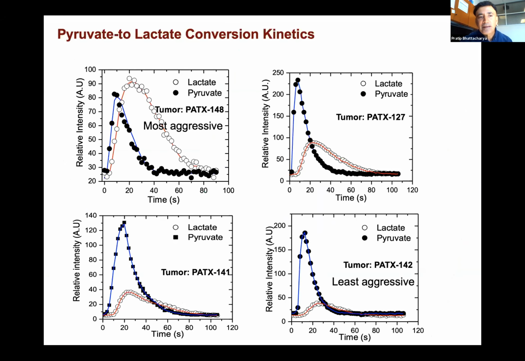So when you do the math, you can see in the most aggressive mouse, the completely solid dots represent the rise of pyruvic acid, red, and the hollow dots are for lactic acid. You can see pyruvic acid comes in and immediately there's a huge rise of lactic acid. And this is within seconds. The time axes are in seconds. And in the least aggressive mice, it is very slow growing. Next slide, please.